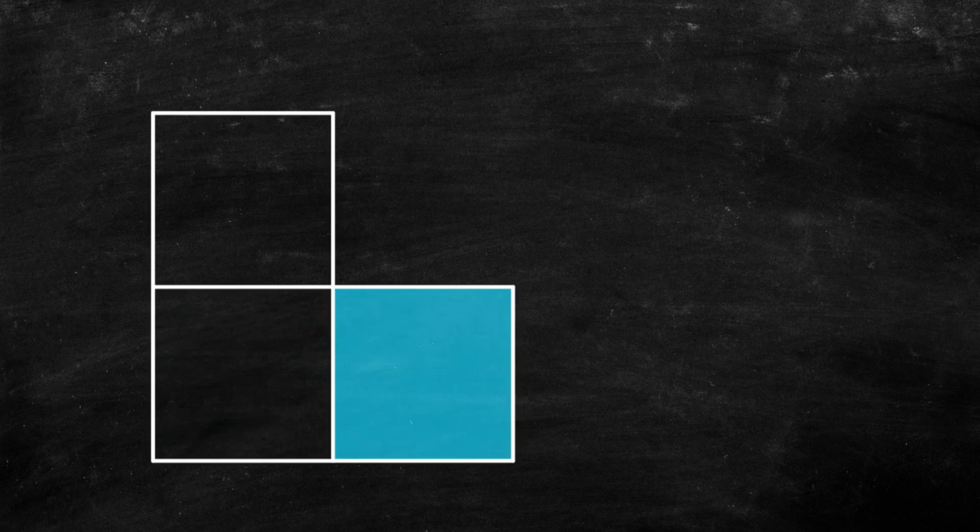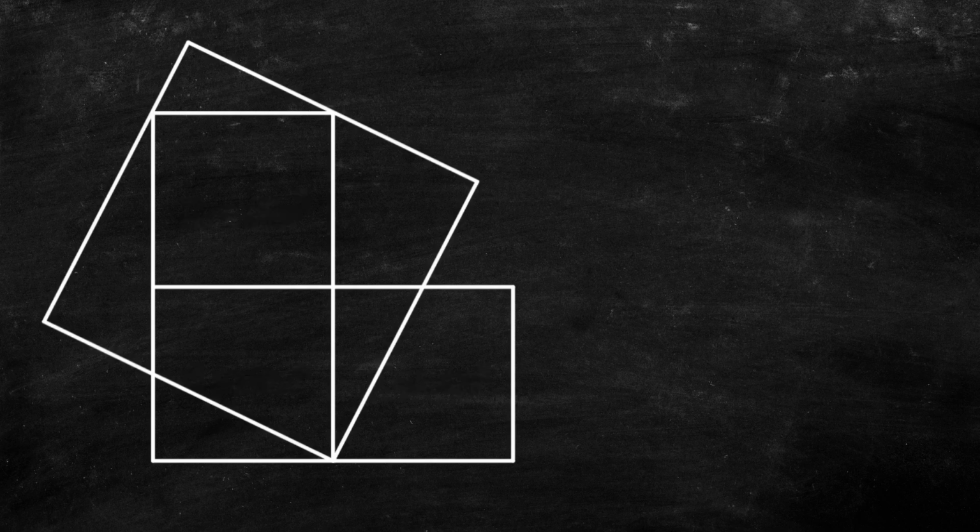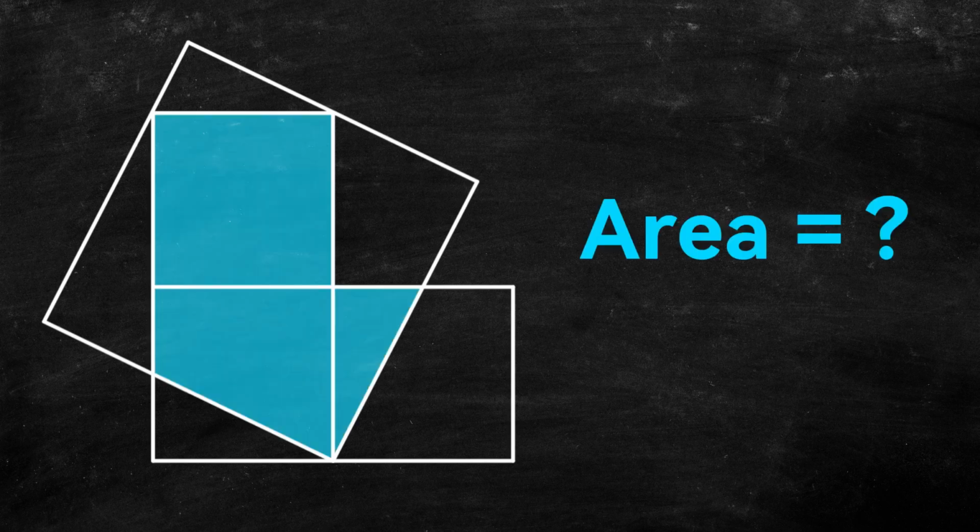Suppose we have the following situation. We are given 3 squares glued to the sides, each with an area of 2 square units. If we put a large square on top of it, such that one vertex is situated on this point, and the 2 sides pass through the 2 corners of the top smaller square, what is the common area between the 3 small squares and the large square?